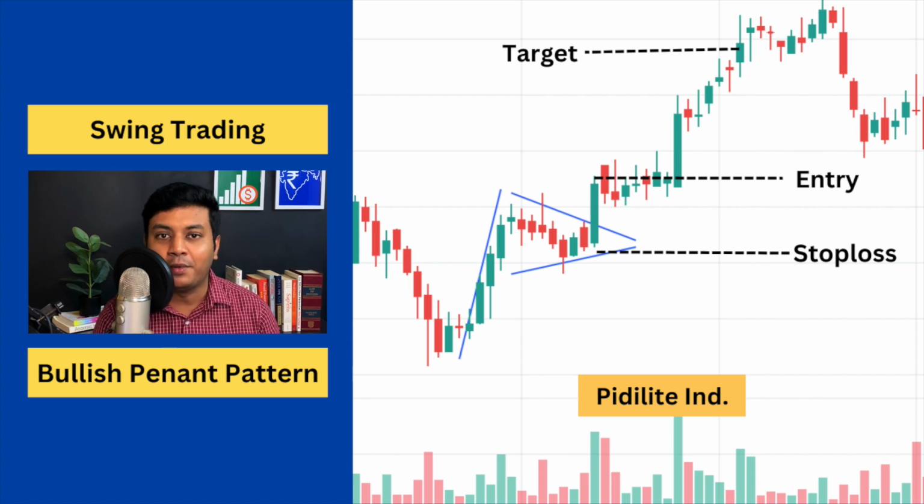To give you a real life example of a bullish pennant pattern, this is the stock price chart of Pidilite Industries, where you can clearly see the entry, the stop loss and the target price.